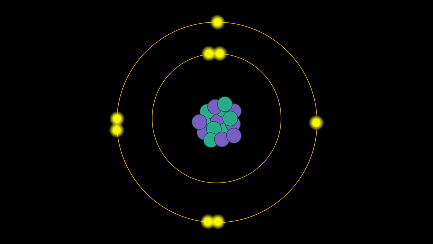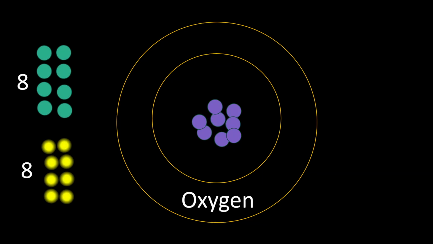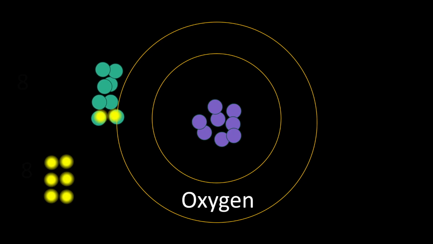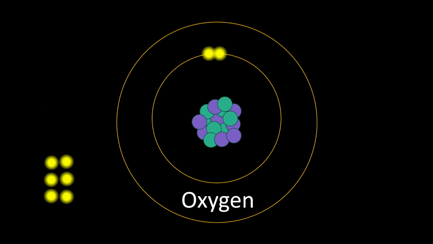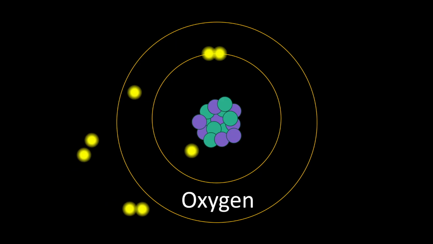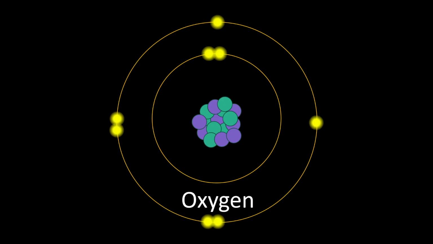For now, we'll focus on just the first 2 shells. The first electron shell of any atom can hold up to 2 electrons. The second shell can hold up to 8. In oxygen, of the 8 electrons required to make the atom neutral, 2 are put in the innermost shell, so only 6 are left for the outermost shell.